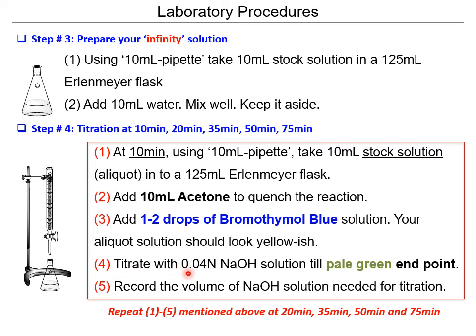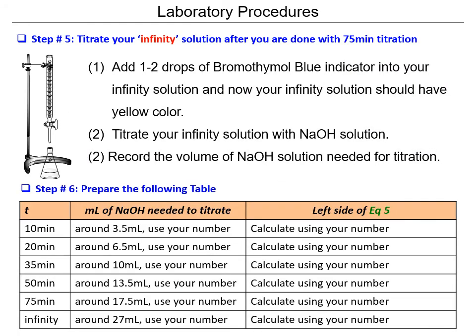Then you titrate with the 0.04 normal sodium hydroxide solution until the color changes to pale green. This is the end point. This is when the sodium hydroxide and the HCl have canceled each other out. And then you measure that volume, right? This is how you do the titrations. And you just keep repeating this at every one of these times, and you'll end up getting all your different volumes for the different times. The next step then is to titrate the infinity solution.